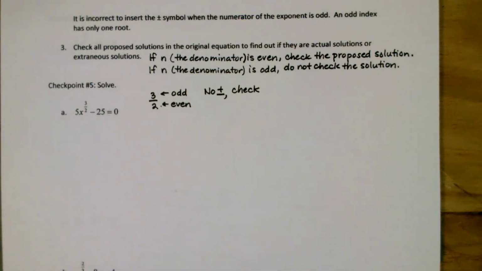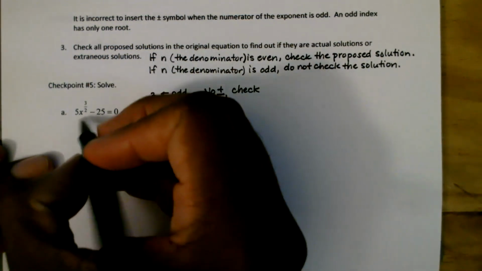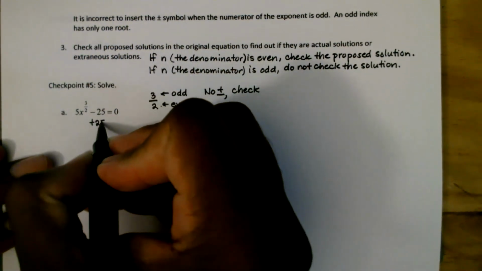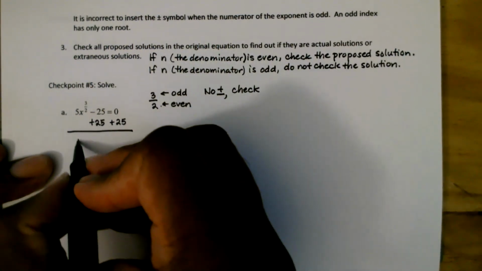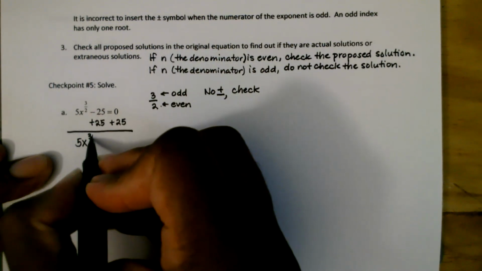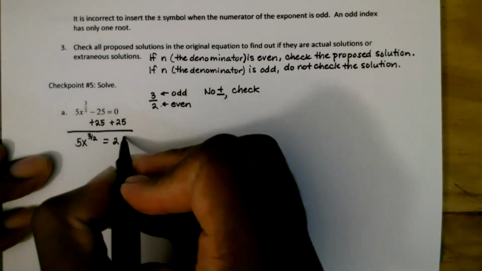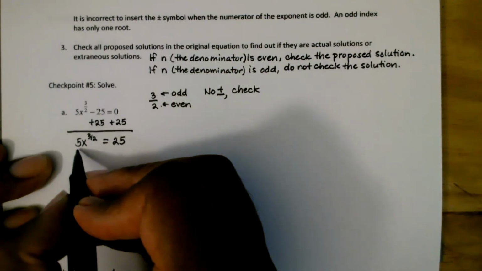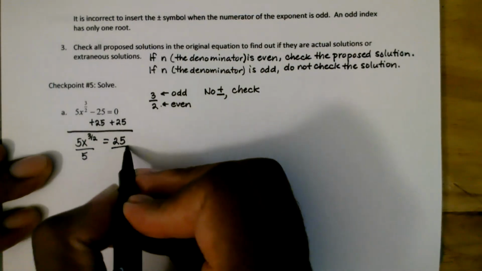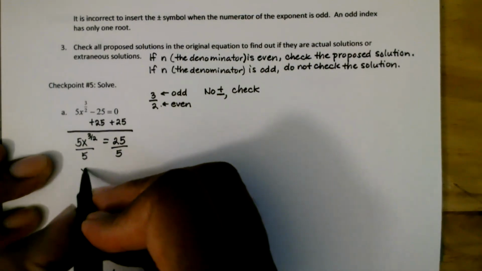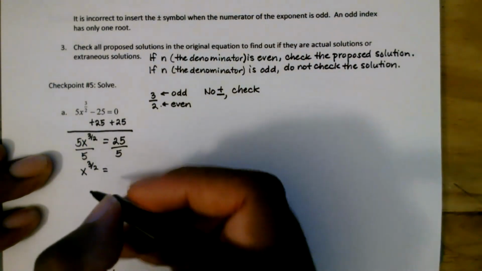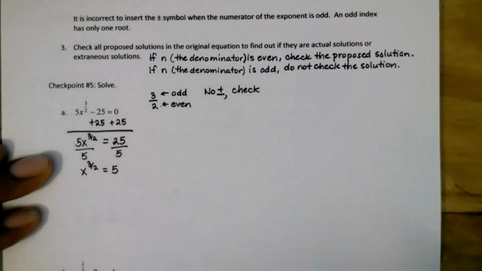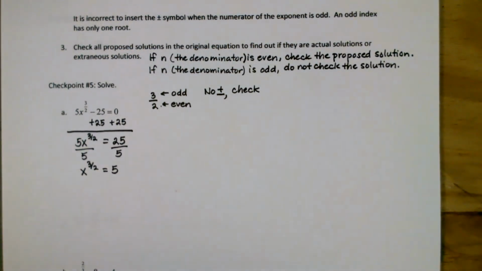Okay. So now let's start by solving this equation here. I need to move the minus 25 over by adding 25 on both sides. So that means I have 5x to the 3 halves is equal to 25. And then divide both sides by 5. That would mean x to the 3 halves is equal to 5.